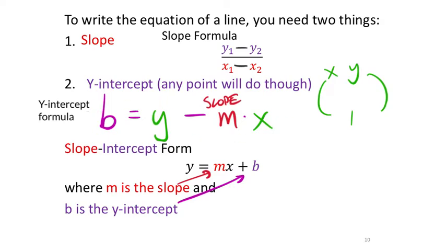So we're going to need this formula. We're going to need it today. We're going to need it for the test. We're going to need it for the quiz, all right? So you're going to want to remember this formula. b, the y-intercept, is y minus mx.